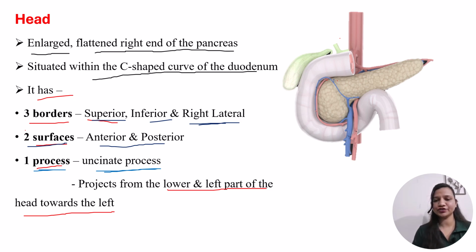A small projection from the lower part of the head of the pancreas on the left side, which projects towards the left of the pancreas. So, this portion is the uncinate process of the head of the pancreas.